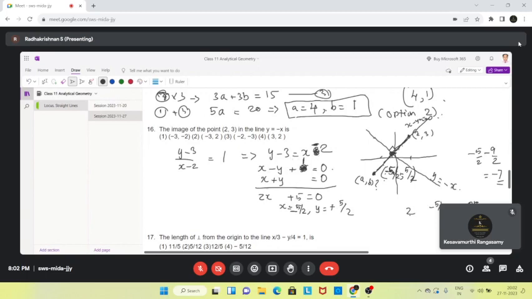So that means 2x plus 1 equal to 0. So x equal to minus half, so y equal to plus half. Okay, so it is minus half and plus half. So that means from 2, the x coordinate has come to minus half. The y coordinate has moved from 3 to plus half.